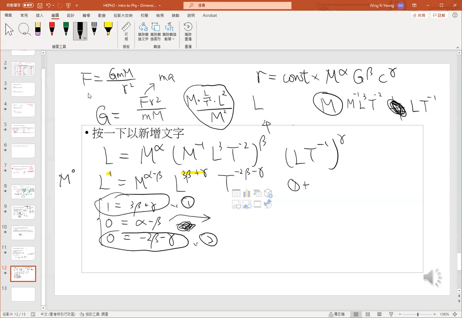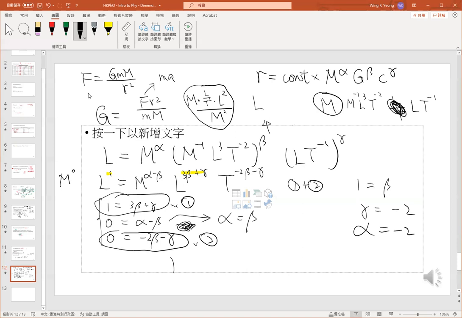So I can add the second equation to the first equation. So 1 plus 0 gives 1. 3 beta minus 2 beta gives you beta. Plus gamma minus gamma gives 0. So beta is 1. And obviously you can solve for gamma very easily. So gamma is negative 2. And then for the second equation, alpha equals beta. So alpha also equals negative 2.